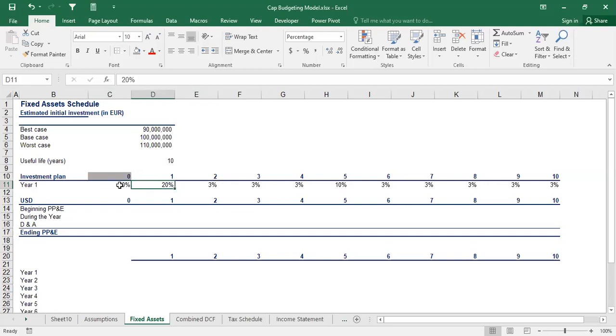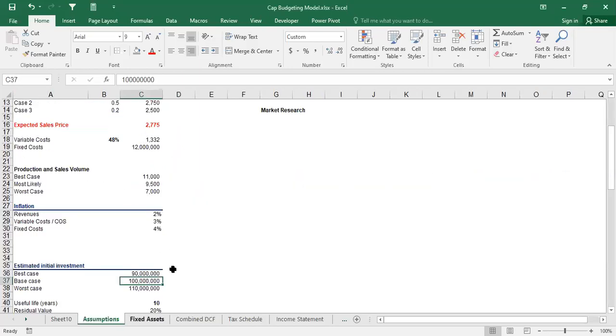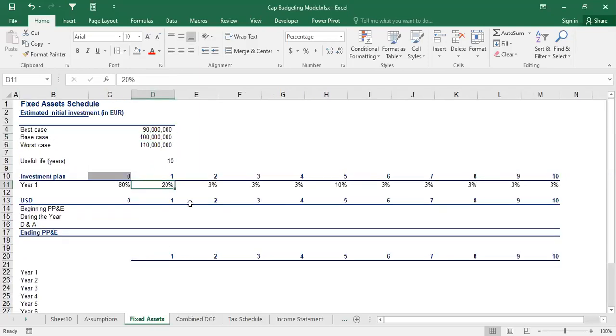So I assume that in year zero and in year one, whatever we decide, like 100 million, let's suppose, 80% of that will come in year zero and 20% will be invested in year one. And by the way, you should remember that year zero is not 365 days. Year zero is the investment period. Year zero could be 1 day. Today you make investment, it is year zero. From tomorrow, year one will start. When you start doing business, year one starts, so year one starts with your operations.